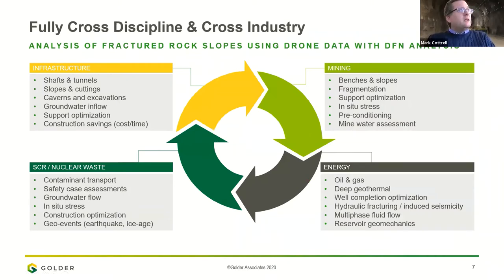I mentioned on the earlier slides about different industries. This is just an example of where the DFN approach is across other sectors. So the types of problems that we're looking to solve in those other sectors: infrastructure, shafts and tunnels, groundwater flow, nuclear waste, so looking at safety cases and looking at performance. Mining: benches, slopes, in-situ stress prediction, through to energy: oil and gas reservoirs, deep geothermal, carbon capture.